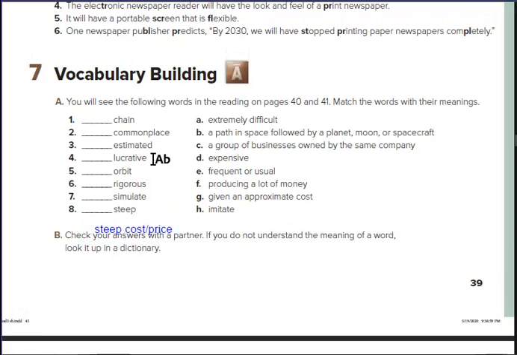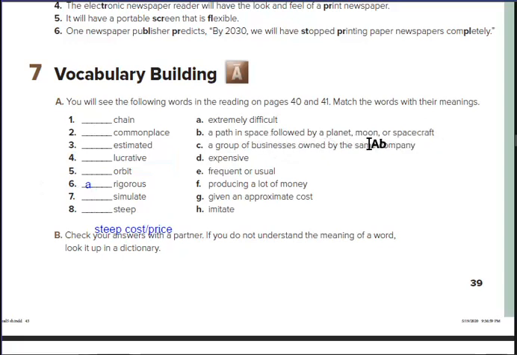Now let's see here for the meanings here. Extremely difficult. Which of these words is it? Yes, rigorous. So it is here rigorous. Rigorous means yes, extremely difficult. Extremely difficult. A path in space followed by a planet, moon or a spacecraft.